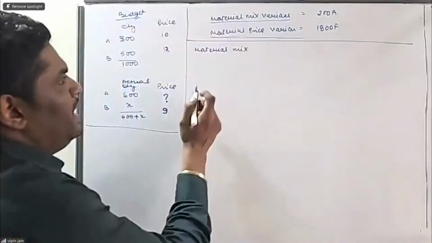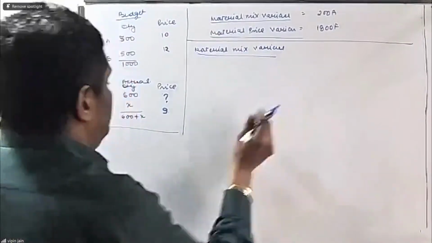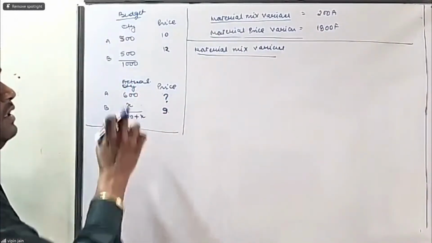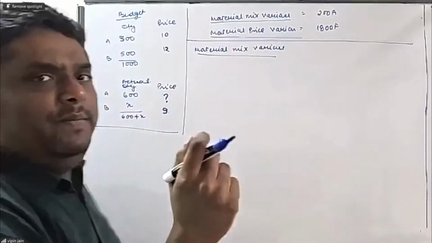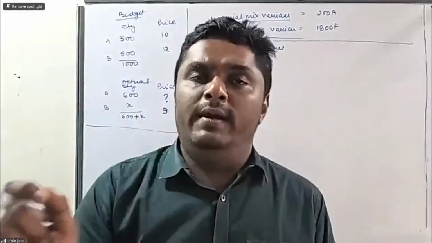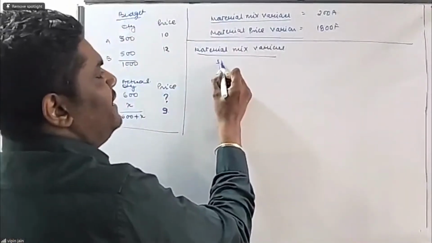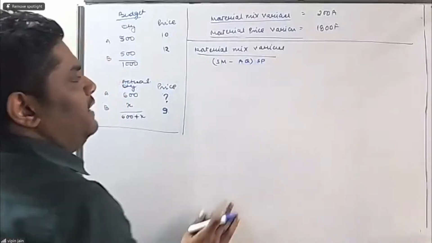So herein, when talking about mix variance, see, my actual input is how much? 600 plus X. This should be in the ratio of 50 is to 50. 50 is to 50 means 1 is to 1. So what's the formula for material mix variance? Standard mix minus actual quantity into standard price.